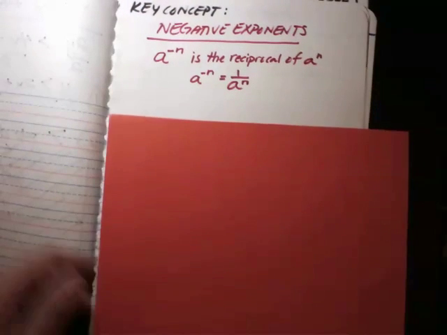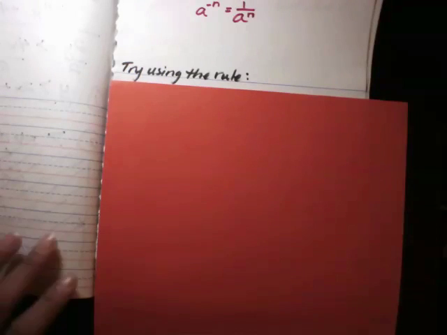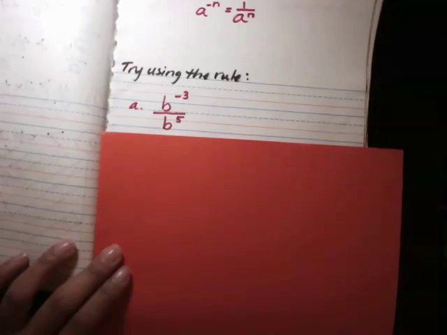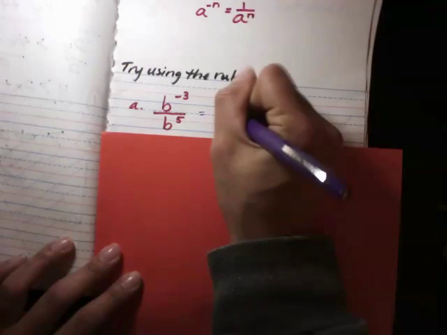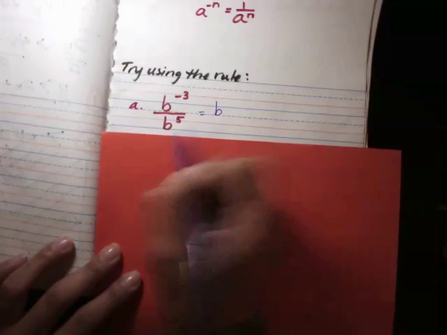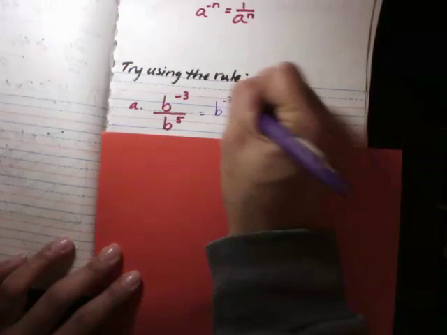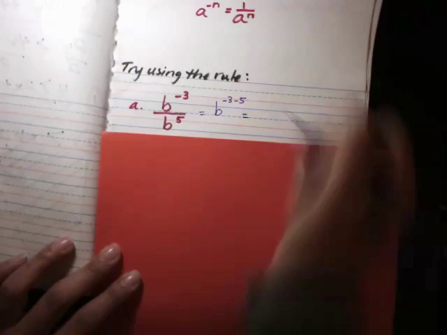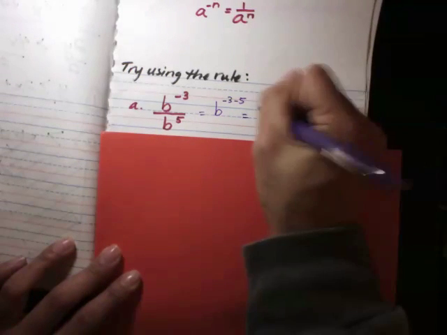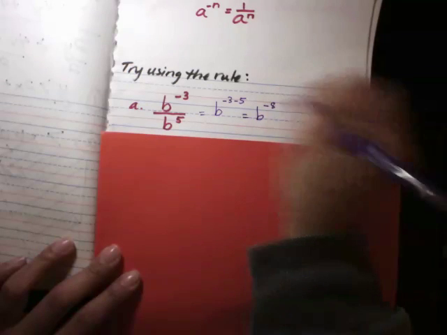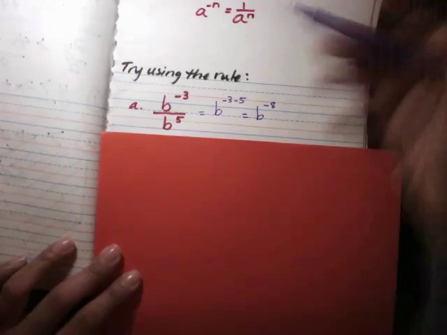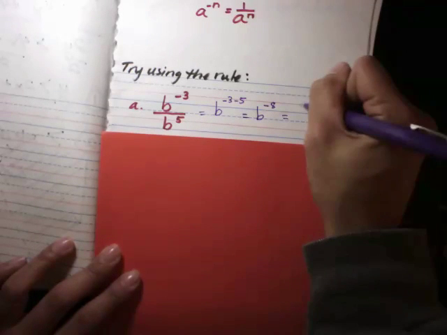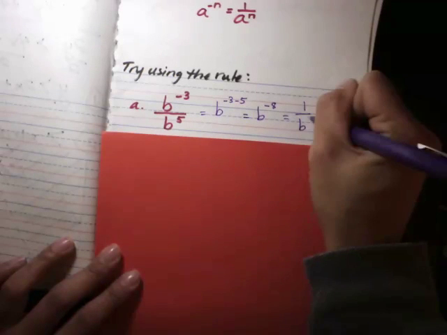Let's do some examples and apply that rule. You have example A, and we'll run through this together. This is b, same base. Let's subtract the exponents. So b to the negative 8. Here, b to the negative 8 will be the reciprocal with the positive exponent.